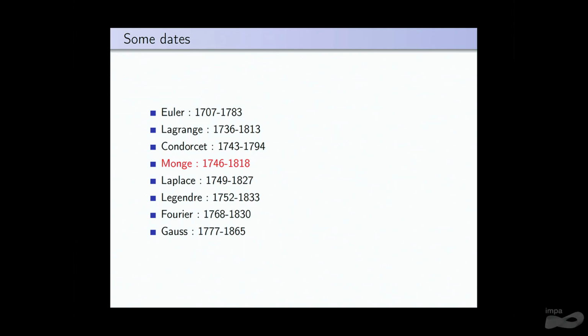Euler, Lagrange, Condorcet, Laplace, Legendre, Fourier, Gauss. I put the dates so that you have an idea more or less of the period of work of Monge. You see, Monge was not so young during the French Revolution. The French Revolution is a matter of young men. And as you see, Monge was not old, of course not.